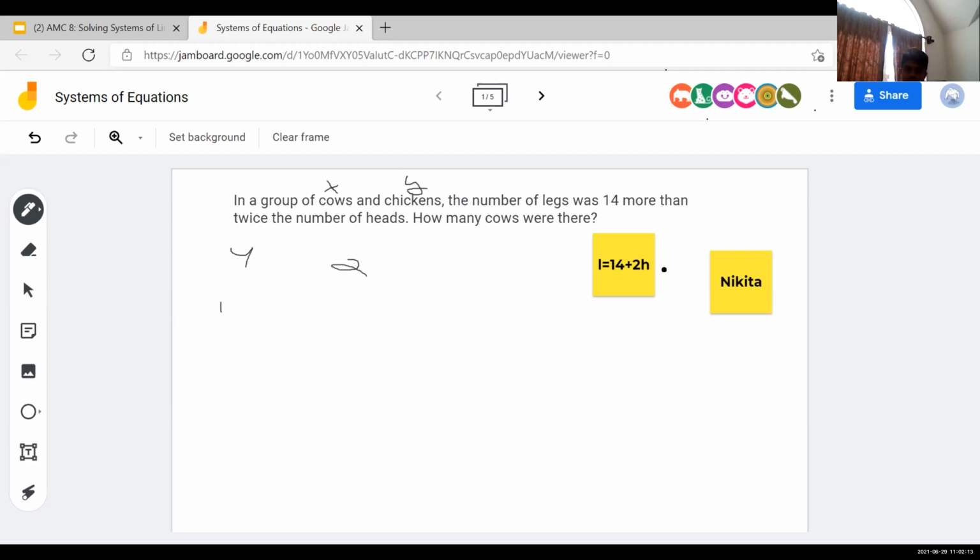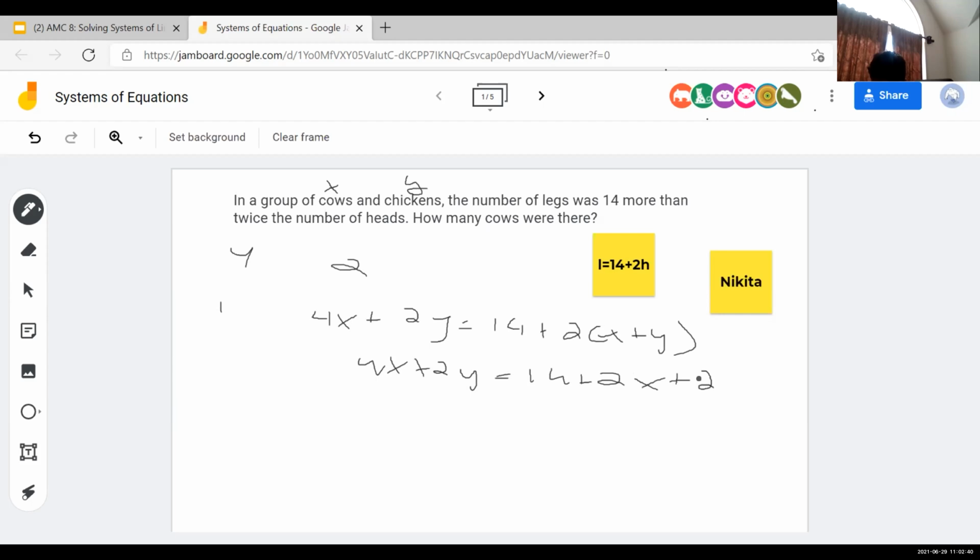The number of legs was 14 more than twice the number of heads, right? Since a cow has 4 legs, we have 4x legs for the cows, and since the chicken has 2 legs, 2y legs for the chickens. That's equal to 14 more than twice the number of heads, which is 2 times x plus y, because they both only have 1 head. Expanding this, we get 14 plus 2x plus 2y. The 2y's cancel out on either side, so 2x is equal to 14, and x is equal to 7. So there are actually 7 cows, and that's the answer.